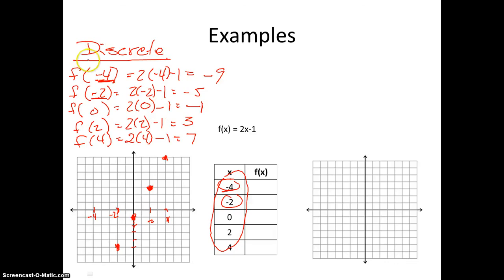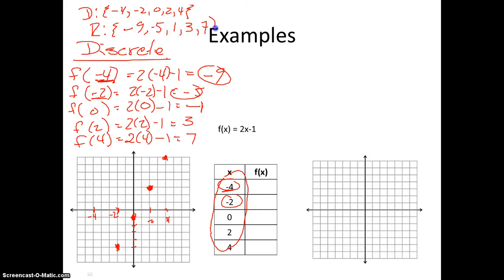Now our domain for this would be what? Well, we inputted negative 4, negative 2, 0, 2, 4. Now our range would be our outputs. So we have negative 9, negative 5, negative 1, 3, and 7.